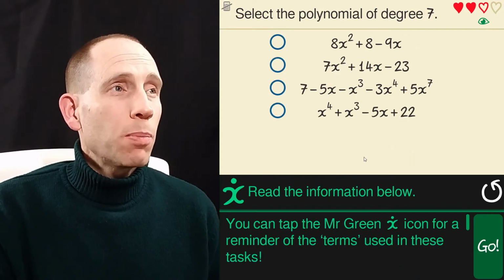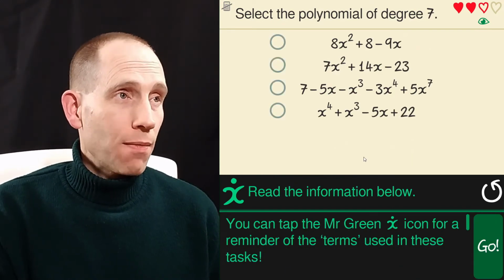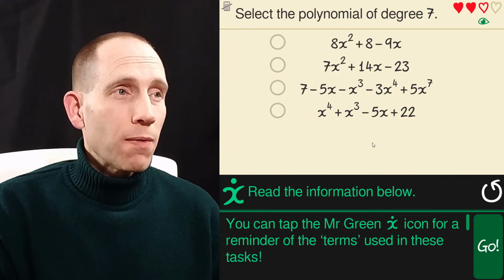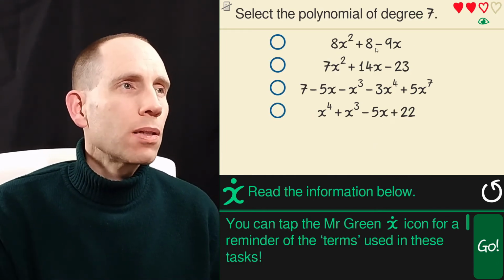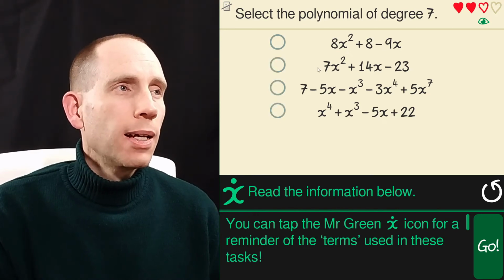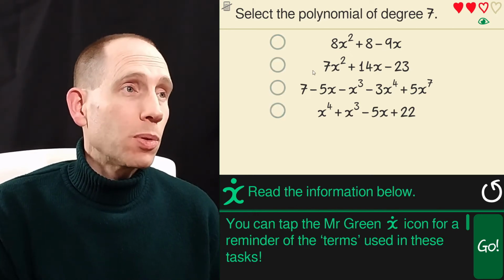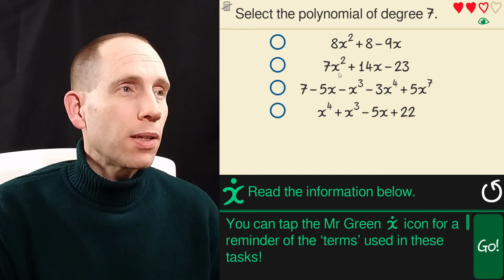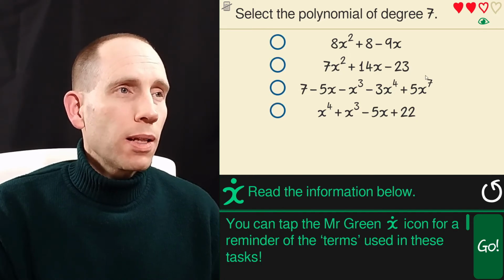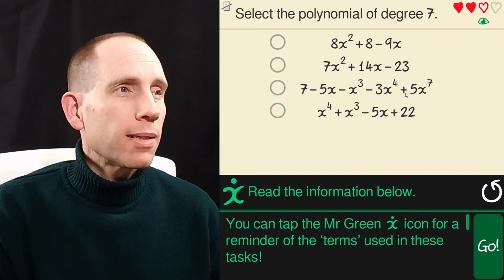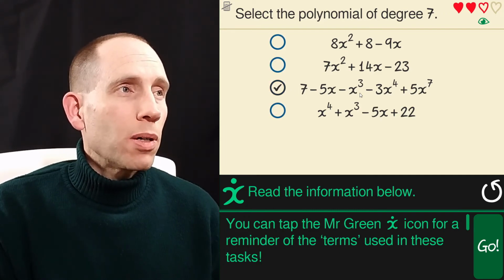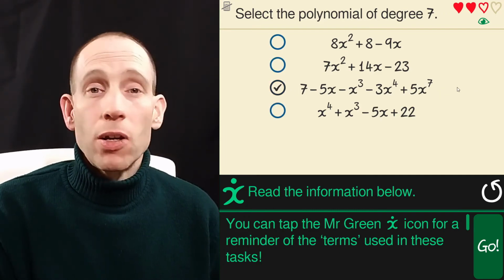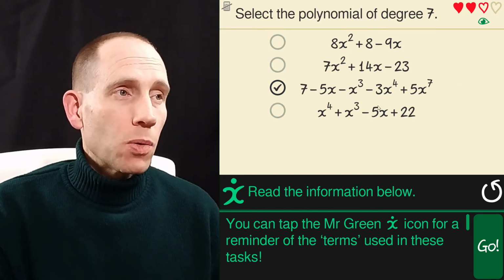So we've got to find the polynomial of degree 7. So I'm probably looking for a power of 7 on the x. So not in that first one, that's a quadratic. That one's got a coefficient of 7, but not a degree 7 term. This one does have a power 7 on that term. It's got some lower powers, but that's okay. So that's my polynomial of degree 7. And this one's just degree 4, isn't it? Okay.